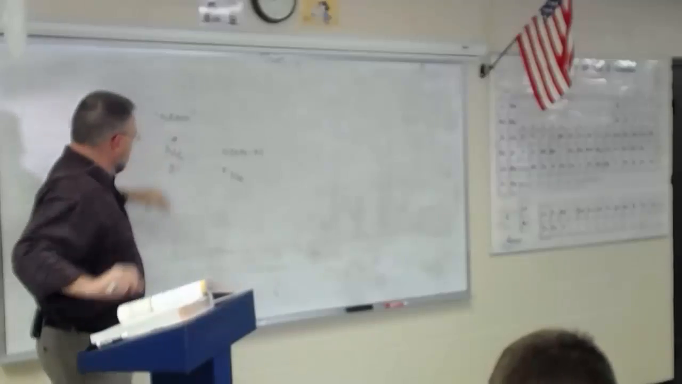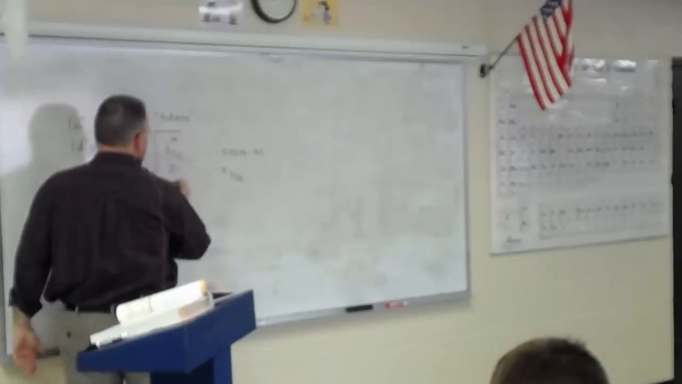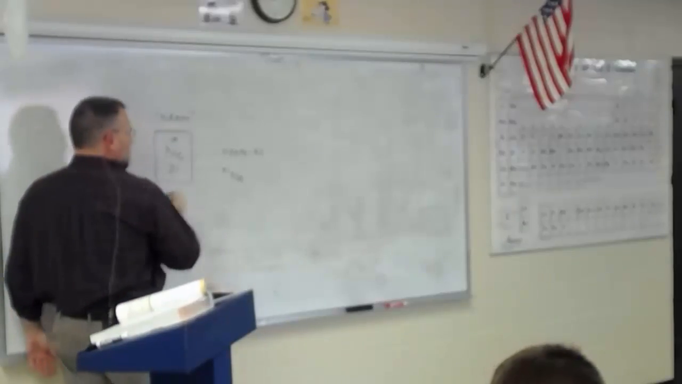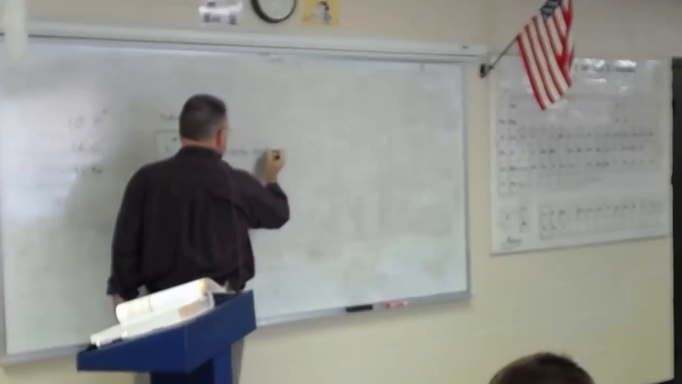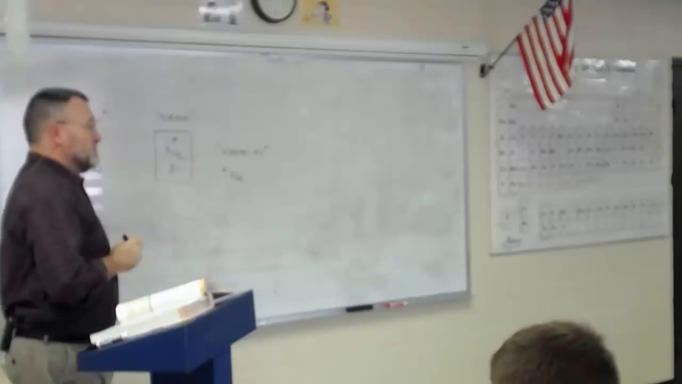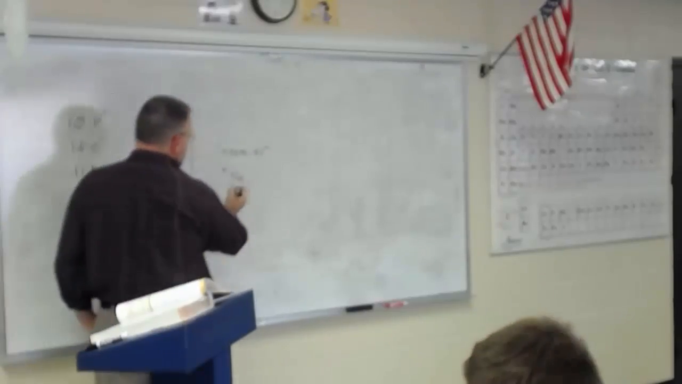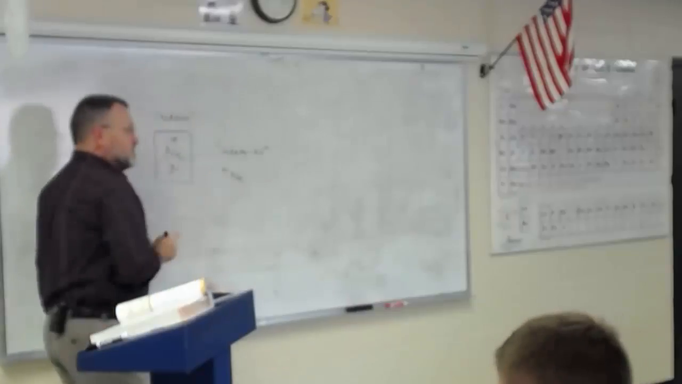Neon 21, here's the way it would appear on a chart. Neon hyphen 21 is the way that you could write it out. And you can also designate it with neon with a superscript preceding of 21.